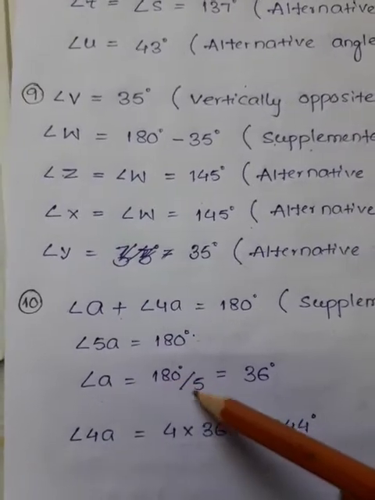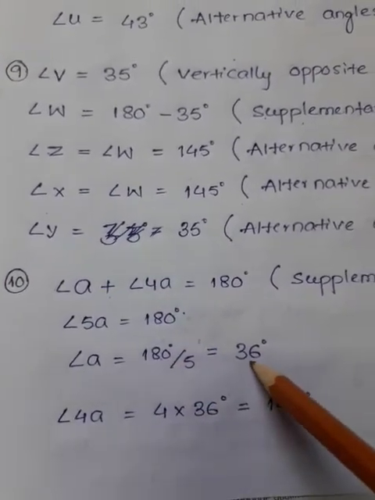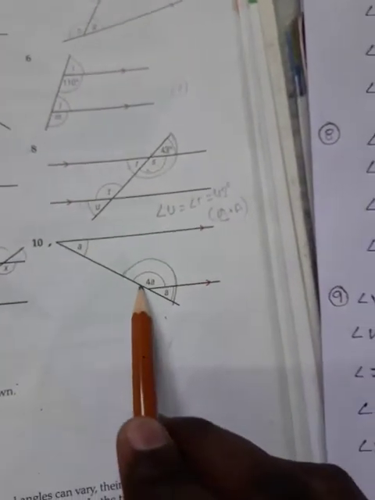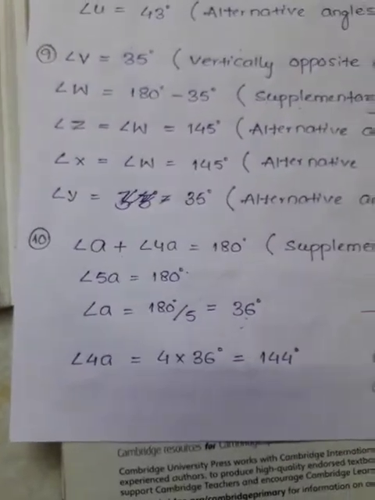So angle A equals 180 by 5 because it's multiplication. If moved that side, it's division. So 180 divided by 5 is equal to 36. So if I know that angle A, that means this is also 36 and this also 36, I need to find out angle 4A. So 4A means what? 4 times A, 4 times 36. It is equal to 144.